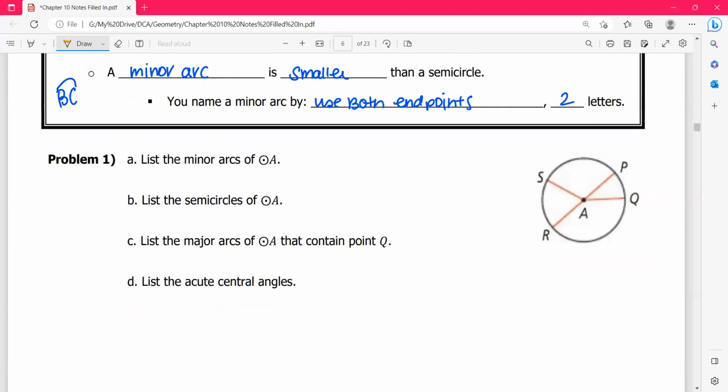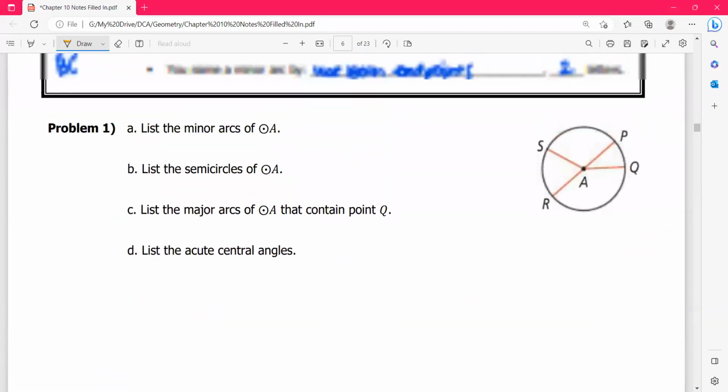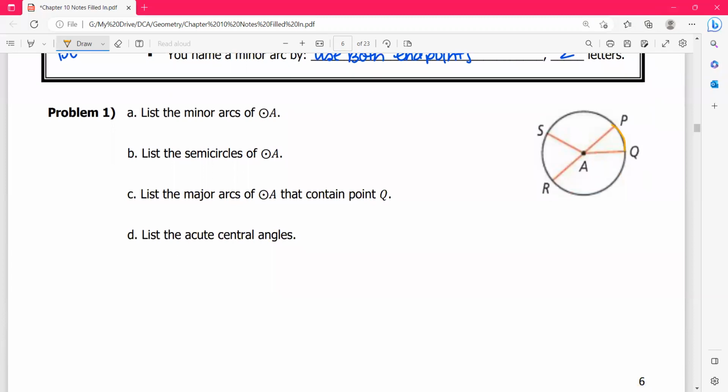And let's practice this example. So let's list some minor arcs of circle A. So I've got PQ. Sorry, guys, this is jumping all over the place. I've got minor arc PQ. I've got minor arc PS. 2 letters, right? Minor arc SR. Minor arc RQ. Do all these make sense? And then I even have minor arc SQ. And notice I still have 2 letters for that because it's a minor arc. 2 letters means it's a minor arc.